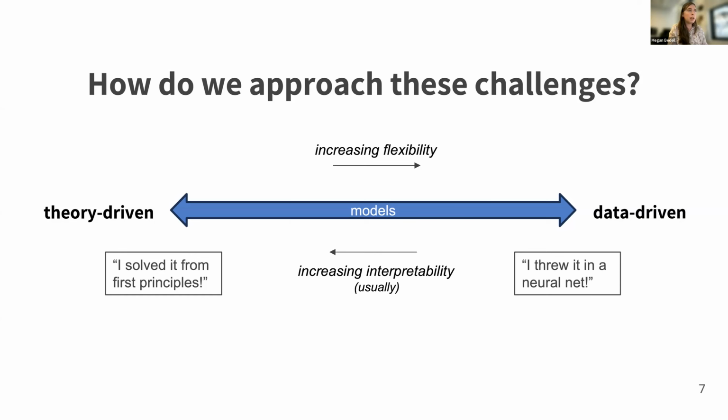Going towards theory-driven has a lot of benefits, namely that it tends to make things more interpretable and more grounded in physical reality. Although I would say this isn't quite as fundamental to my definition here as the flexibility, because there are examples of things that are flexible but not interpretable, or interpretable but not flexible. And I think that we're trying to find the right balance between these two things.